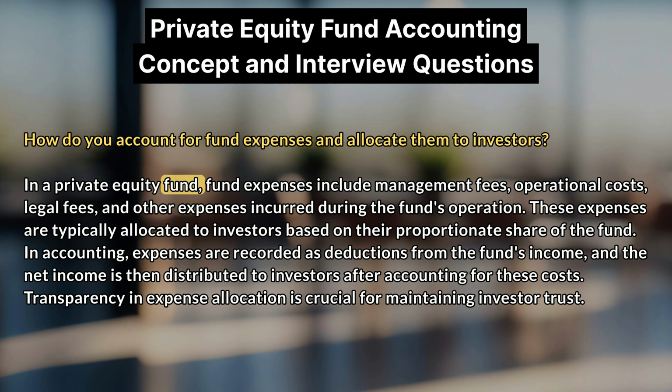Now, how do you account for fund expenses and allocate them to investors in a private equity fund? Fund expenses include management fees, operational costs, legal fees, and other expenses incurred during the fund's operation. These expenses are typically allocated to investors based on their proportionate share of the fund. In accounting, expenses are recorded as deductions from the fund's income, and the net income is then distributed to investors after accounting for these costs. Transparency in expense allocation is crucial for maintaining investor trust.